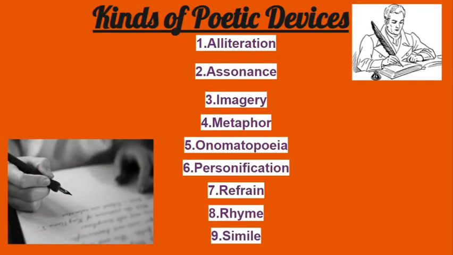So let's see the kinds of poetic devices. Well, there are n number of poetic devices, but in our class 12 syllabus, we study some of them. So I have selected some poetic devices to cover in this project. First, alliteration. Second, assonance. Third, imagery. Fourth, metaphor. Fifth, onomatopoeia. Sixth, personification. Seventh, refrain. Eighth, rhyme. Ninth, simile. So now let's see in detail.